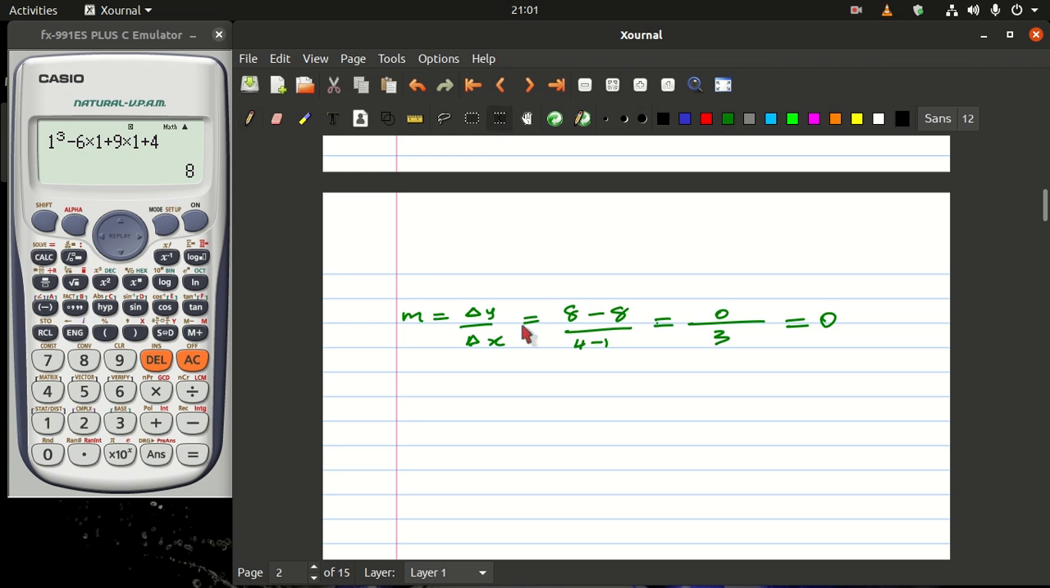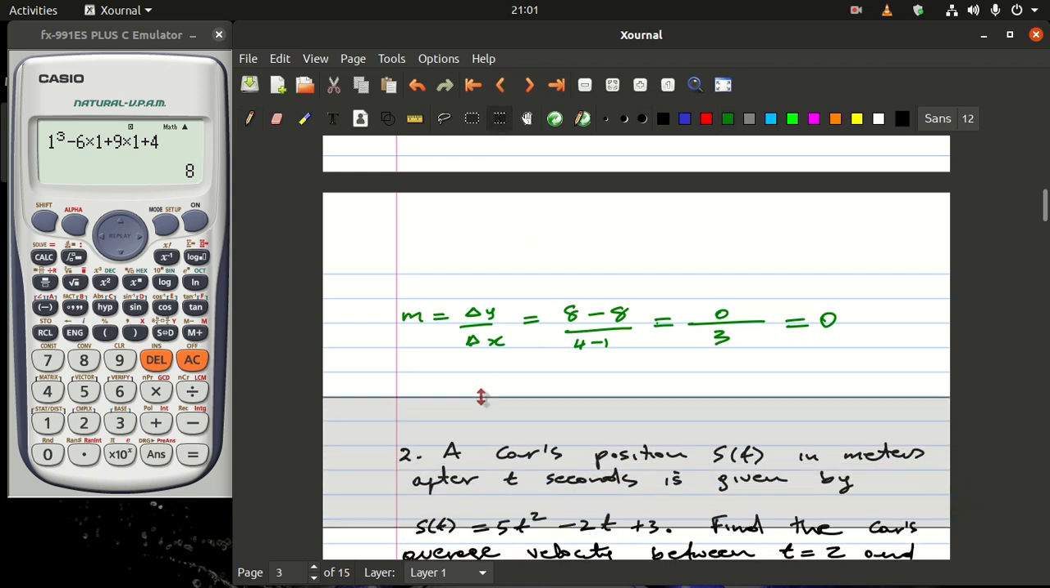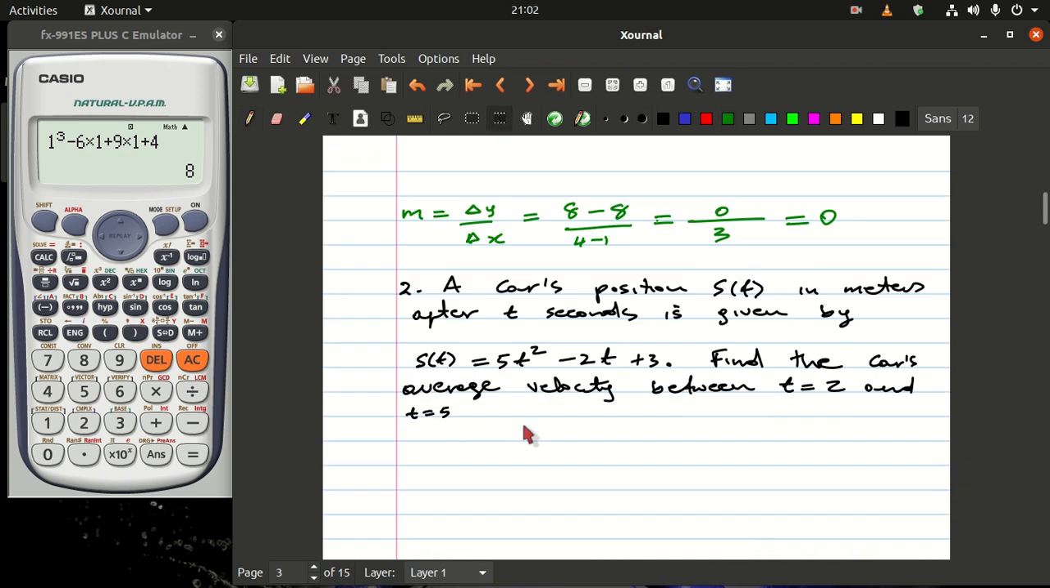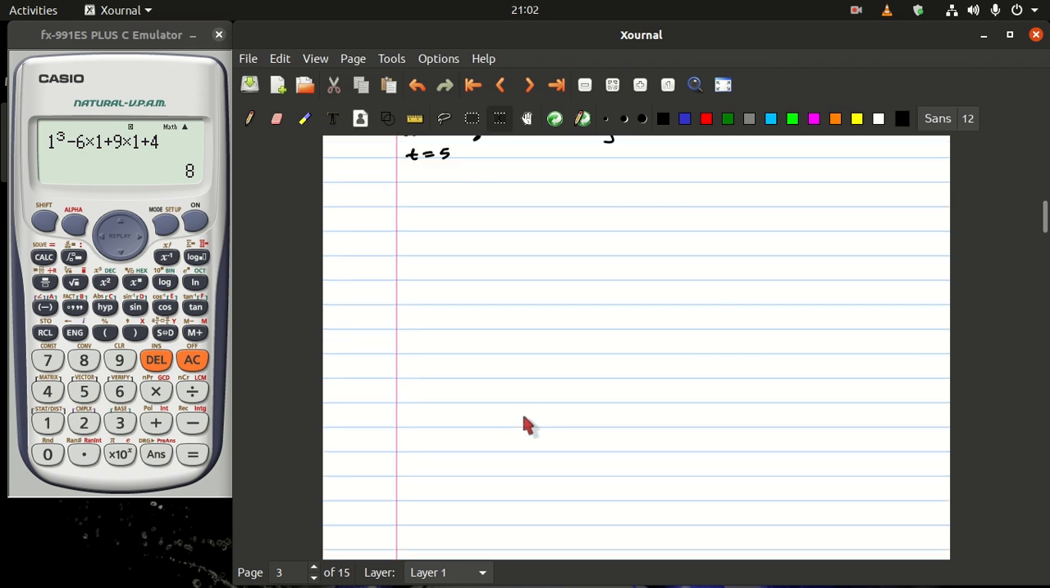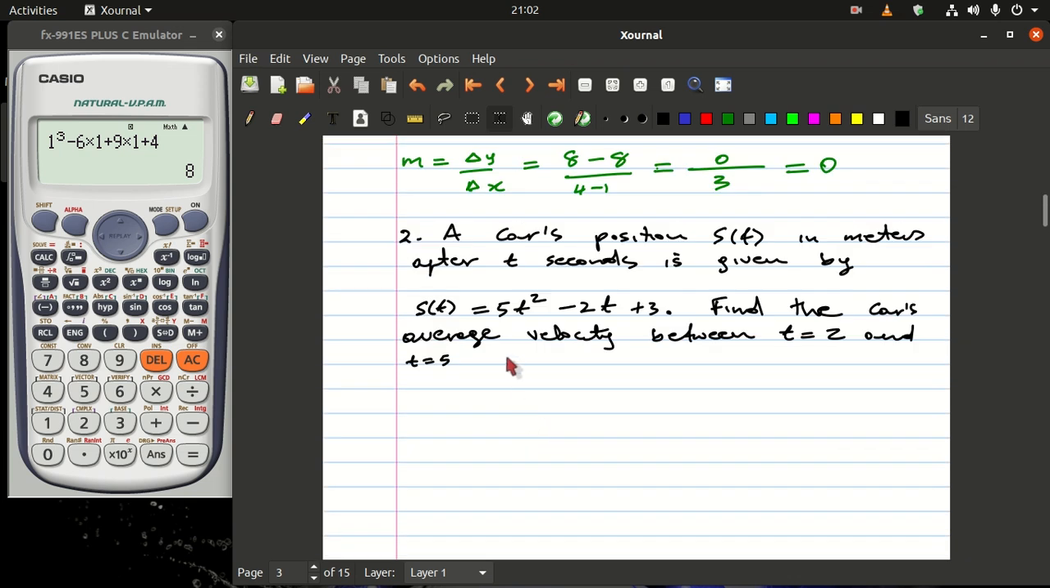And now we are done with the average rate of change. Let's go to example number 2. Example number 2 says a car's position s of t, in meters after t seconds, is given by this particular equation. Find the car's average velocity between t equals 2 and t equals 5.